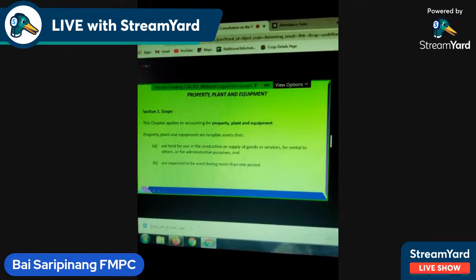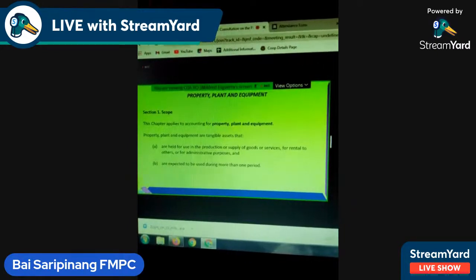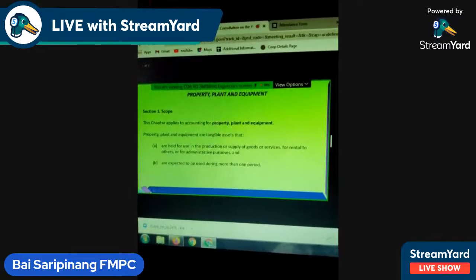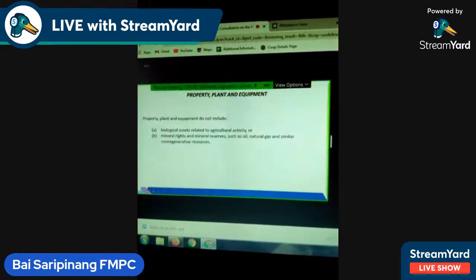Siyempre, of course, these are tangible assets that are held for use in the production or supply of goods or services, for rental to others, or for administrative purposes and are expected to be used during more than one period. Hindi na po ako magpapa-break, magtutuloy-tuloy na ako dahil okay lang po ba yun? Dahil mahaba pa po ito. No? Alright, so I might as well continue na po, mamaya na siguro tayo mag-break.